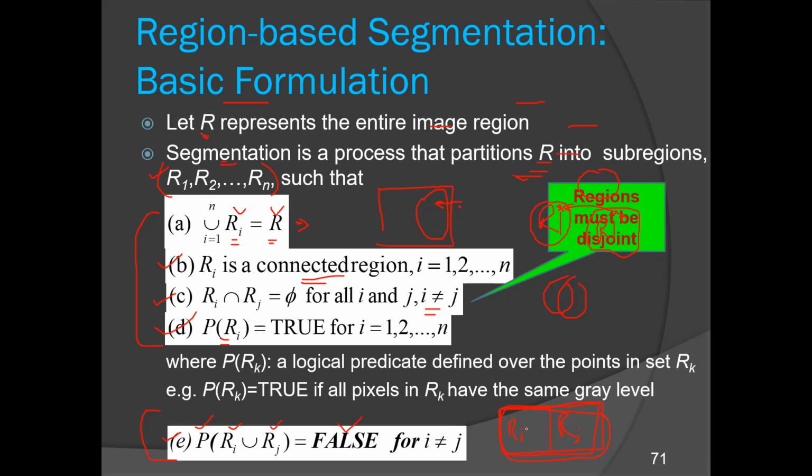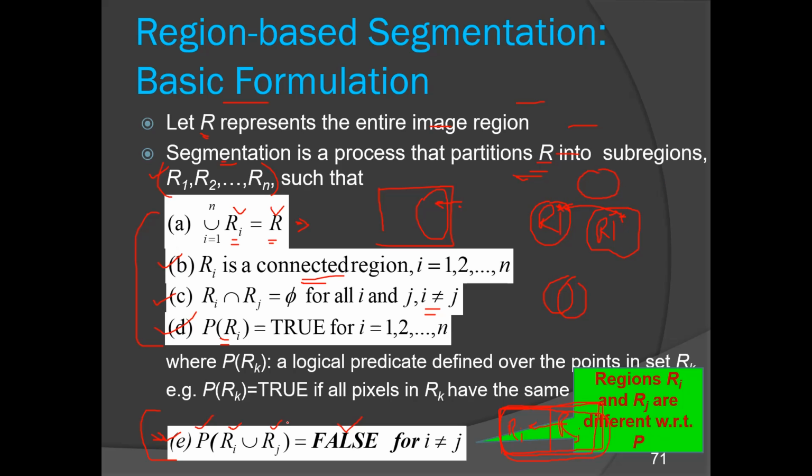Okay, so now we should not have got these two regions separately, right? What this property is ensuring is that Ri and Rj will be two different regions. So what is the meaning of this? The regions Ri and Rj are different with respect to this predicate. So Ri will have its own predicate, Rj will have its own predicate. So these are the 5 properties that the regions obtained after segmentation should follow.